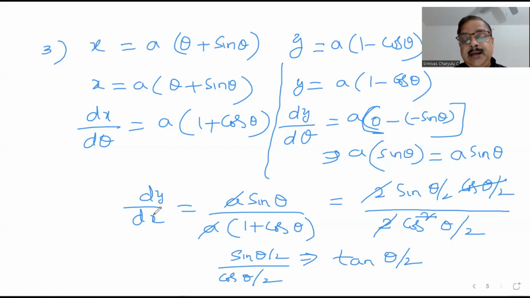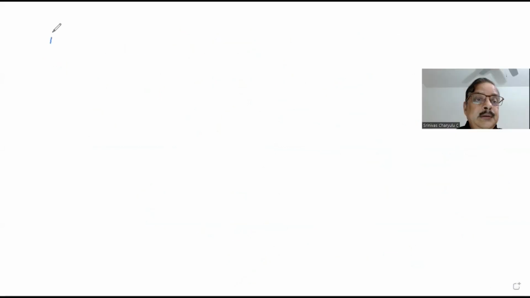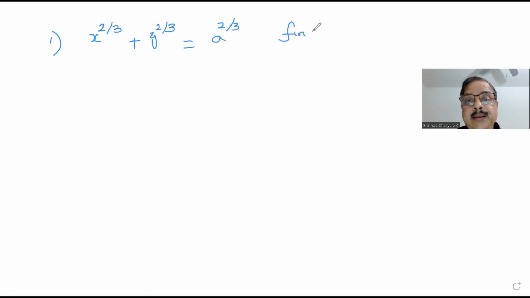Always remember, when we are asked to find dy by dx, we should leave the answer in the parameter. Here theta, we should not again convert back into x. Next sum: x to the power of 2 by 3 plus y to the power of 2 by 3 is equal to a to the power of 2 by 3. Find dy by dx.